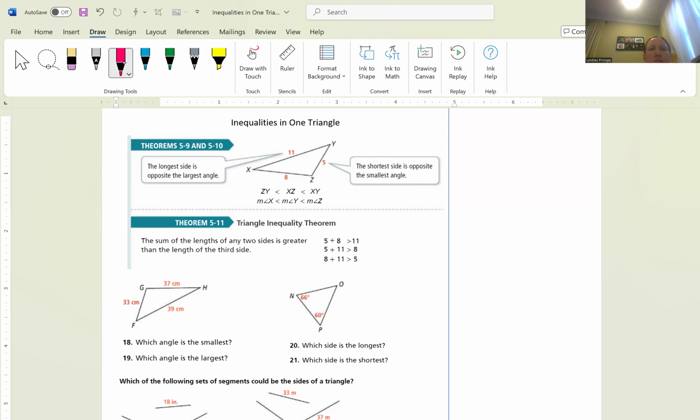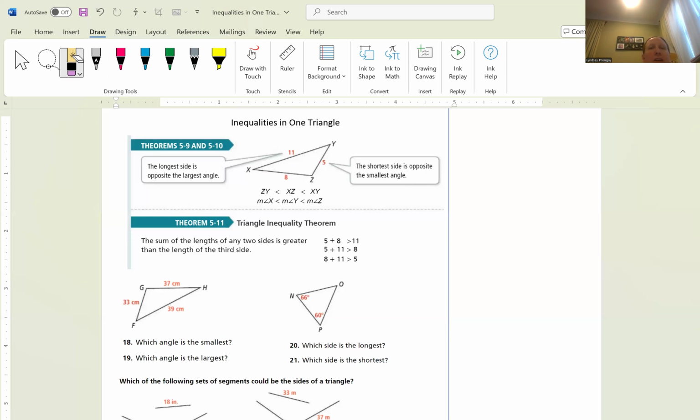doing our formal notes. So the first thing is that the longest side in a triangle is going to be opposite the largest angle, and the shortest side is going to be opposite the smallest angle. Okay, so we have 11, 8, and 5 as our sides. 5 is the smallest side. That's going to be opposite angle X. Okay, so we go across the triangle to say what's opposite. So angle X is going to be our smallest angle.